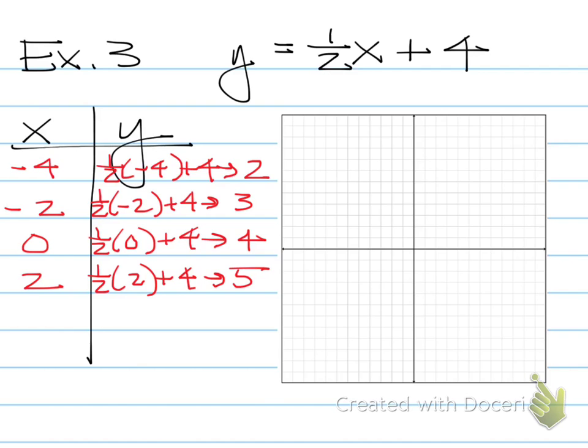Graph these 4 coordinates. The first coordinate is -4, 2, which is 4 units to the left, 2 units up. The next coordinate is at -2, 3, 2 units to the left, 3 units up. The next coordinate is at 0, 4, 0 units to the left or right, 4 units up. And the last coordinate is at 2, 5, 2 units to the right, 5 units up. All the points line up, draw a line through the points, and we're done.